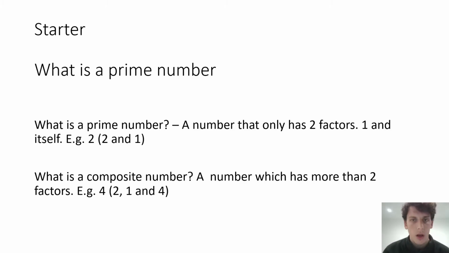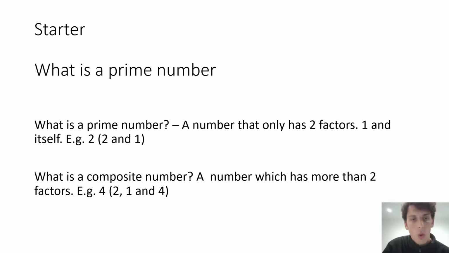Excellent, so what is a prime number? A prime number, okay, is a number that only has 2 factors, 1 and itself. For example, here we have 2. Okay, the only factors of 2 are 1 and itself, 2. So that means that it's a prime number because it only has 2 factors.